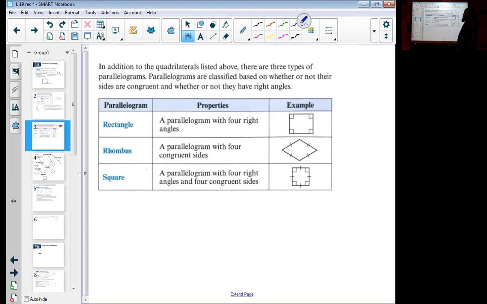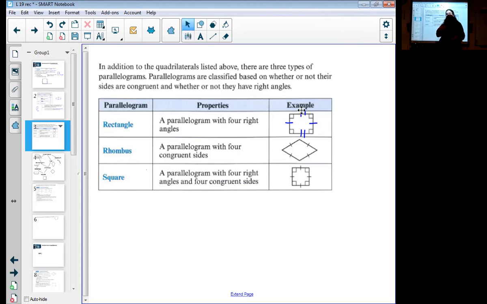So a rectangle is a parallelogram with four right angles. This is equiangular, and we have two sets of congruent sides. Our top and bottom are congruent, our left and right are congruent. A rhombus is a parallelogram with four congruent sides. So this is our equilateral quadrilateral. A square is a parallelogram with four right angles, so it's equiangular, and four congruent sides, that is equilateral.